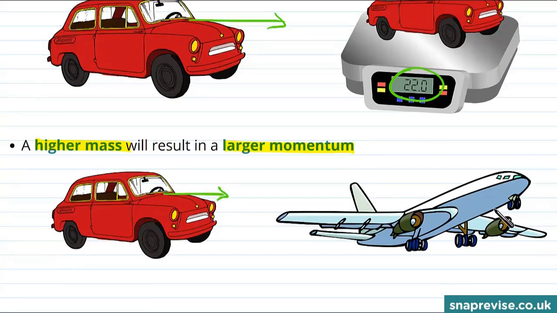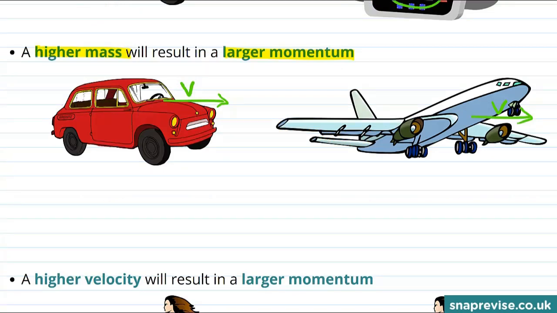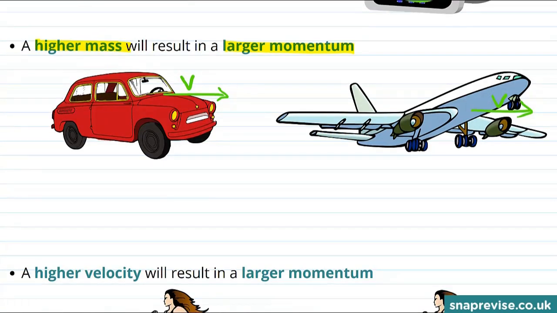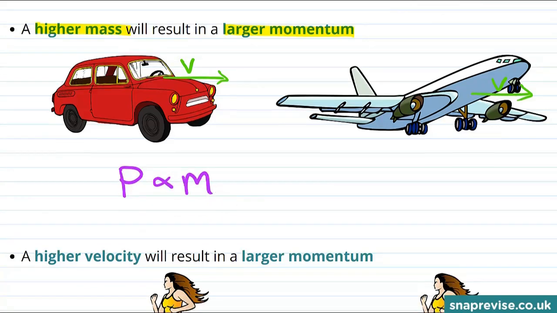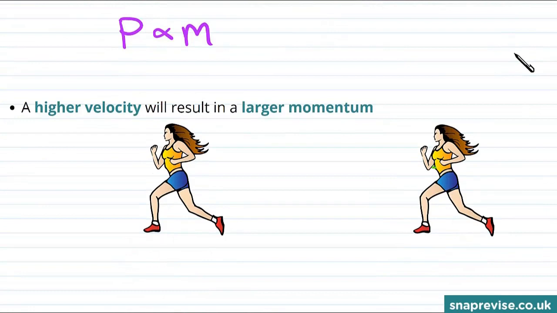For example, if a car and an aeroplane were both to travel at the same speed, then the aeroplane would have more momentum. And a mathematical way to write down this relationship would be to say that the momentum is proportional to the mass. We also said the momentum would depend on the velocity.